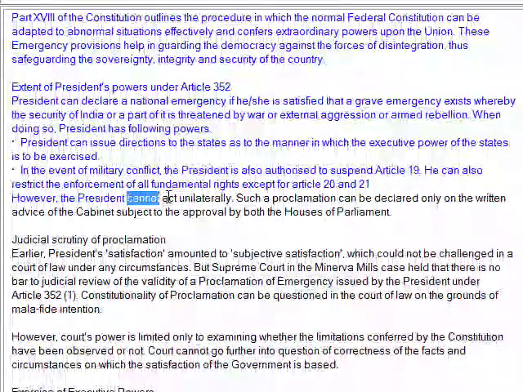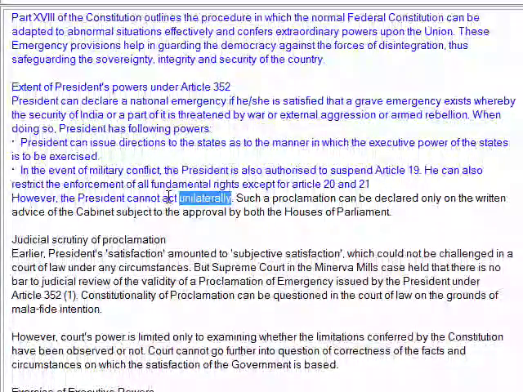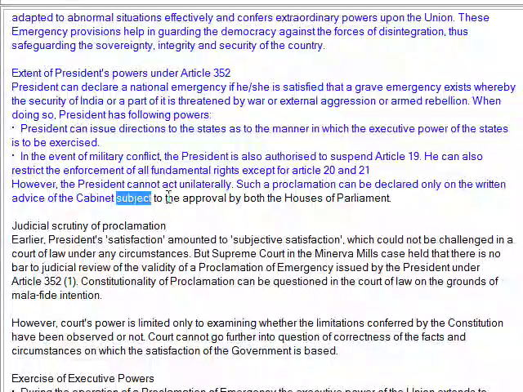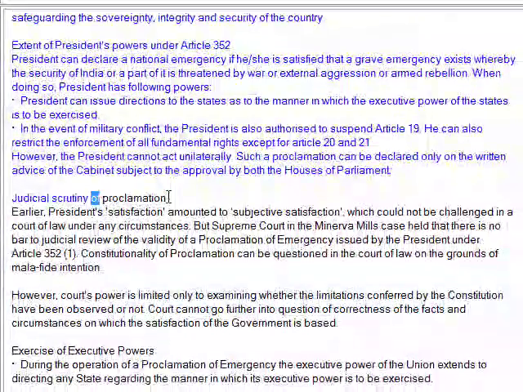However, the President cannot act unilaterally. Such a proclamation can be declared only on the written advice of the Cabinet, subject to the approval by both the Houses of Parliament. Judicial scrutiny of proclamation.